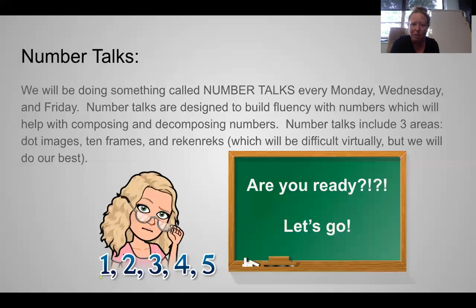Before we start, we're going to do what's called number talks. So we will be doing these fun number talks every Monday, Wednesday, and Friday. Number talks are designed to build fluency with numbers, which will help with composing and decomposing numbers. Number talks will include 3 areas: dot images, 10 frames, and Rekenreks, which will be difficult to do virtually, but we're going to do our best. Are you ready? Let's go.